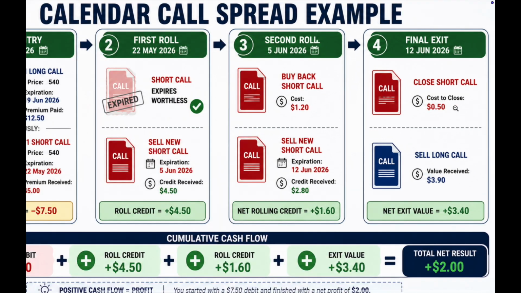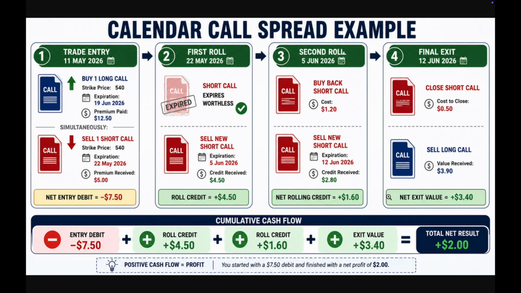Finally, on 12th of June, with 1 week remaining before the long call expires, I close both option legs. The short call costs 50 cents to close, while the long call is sold for $3.90, giving a net exit value of $3.40. Now let's record this trade.